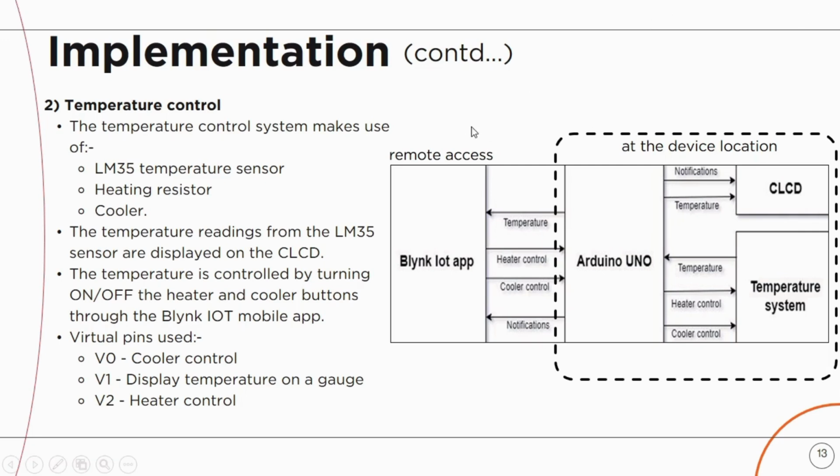So we can observe in this diagram that at the device location we have the Arduino Uno and it's connected to the temperature system as well as the CLCD, and on the left we see the Blynk IoT app, which is located remotely, and we can directly control whatever the temperature is at the device location remotely with the help of the Blynk IoT app, which is connected to the Blynk cloud.